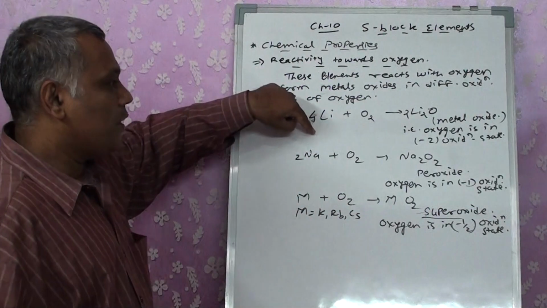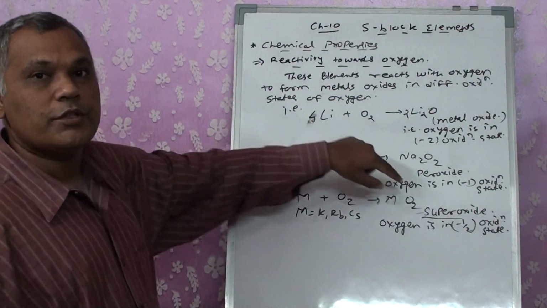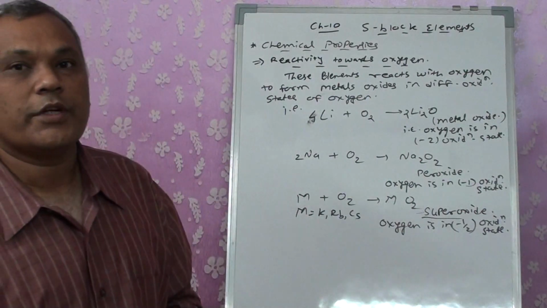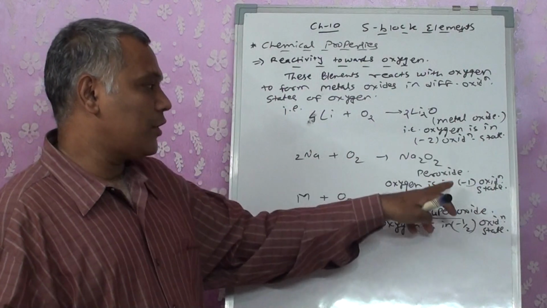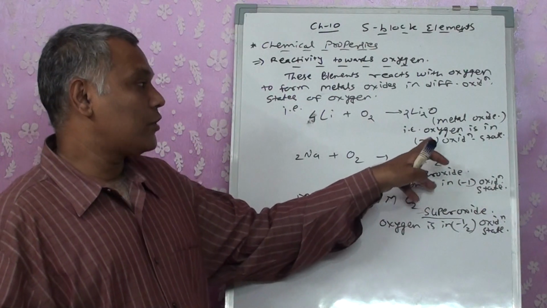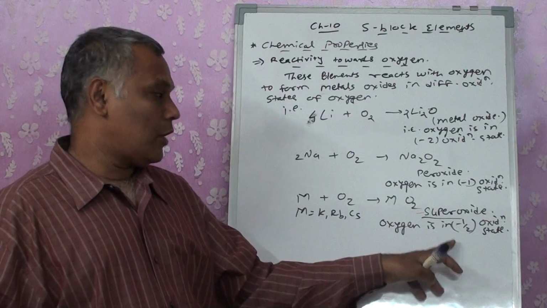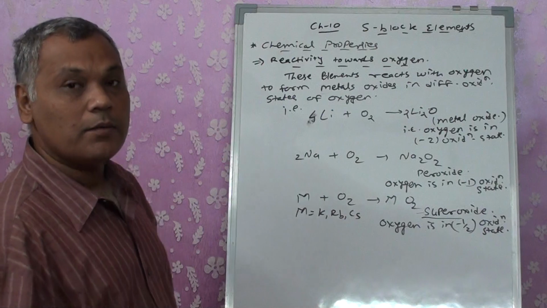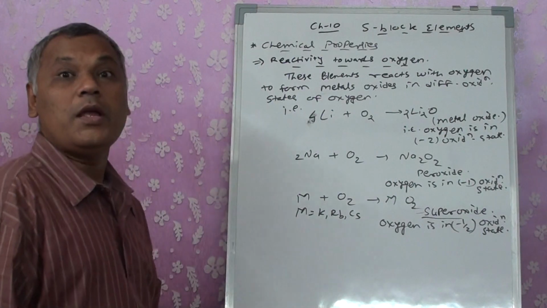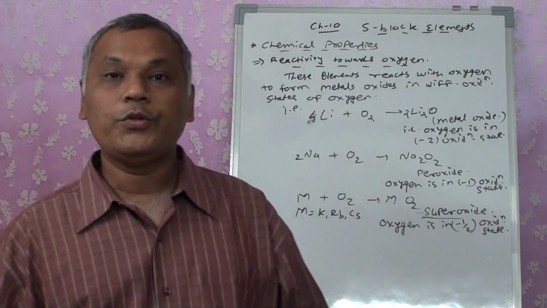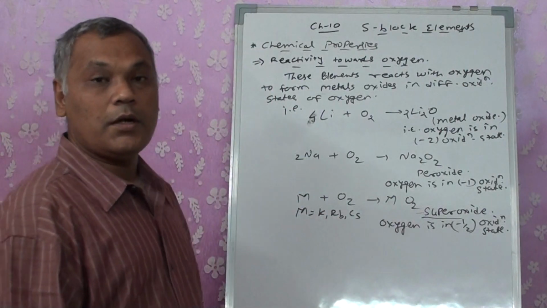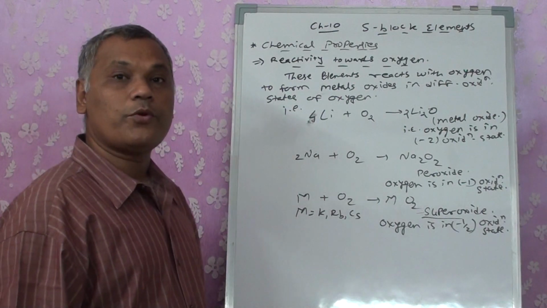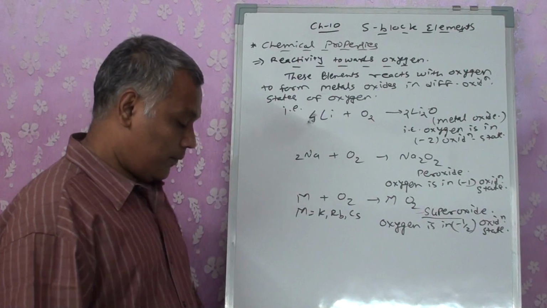So that shows that lithium produces oxide, sodium produces peroxide, and the rest of the elements, potassium, rubidium, cesium, are producing superoxides. Right? That means their oxidation states are different. For oxide -2, peroxide -1, and the superoxides are at -1/2. Only alkali metals are the elements which produce superoxides, right? Of the complete periodic table, only these three elements are capable of producing superoxides, right?